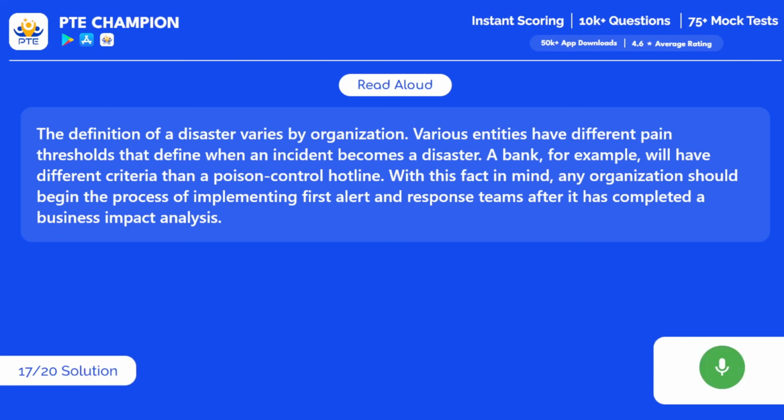The definition of a disaster varies by organization. Various entities have different pain thresholds that define when an incident becomes a disaster. A bank, for example, will have different criteria than a poison control hotline. With this fact in mind, any organization should begin the process of implementing first alert and response teams after it has completed a business impact analysis.